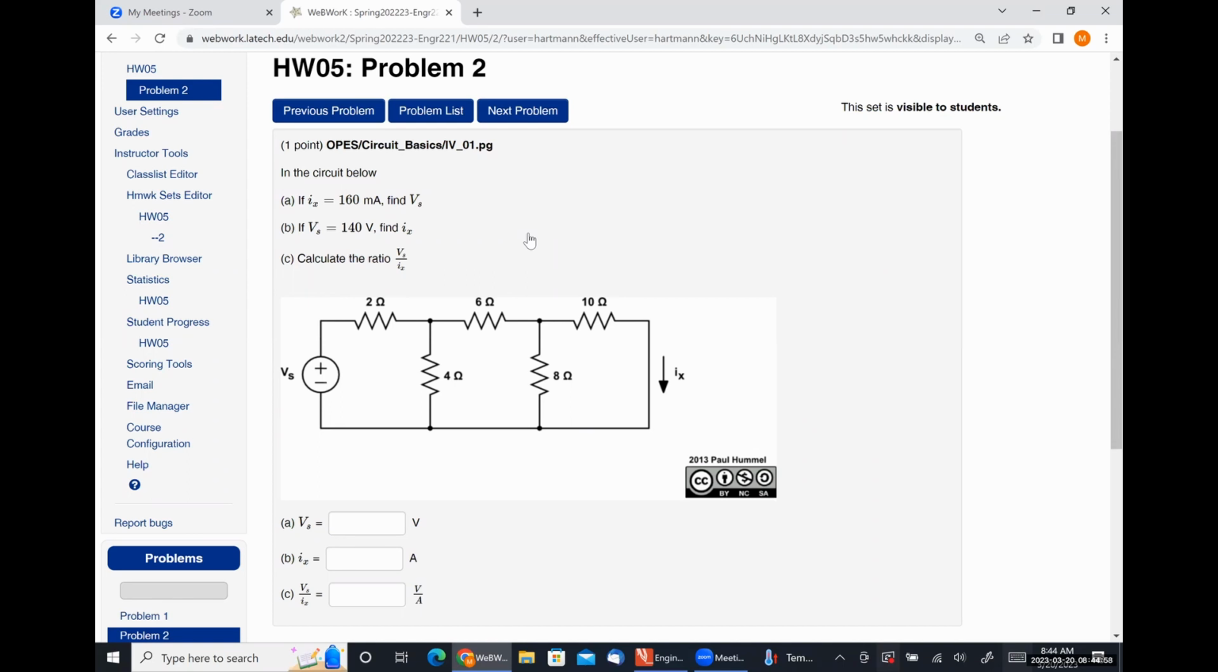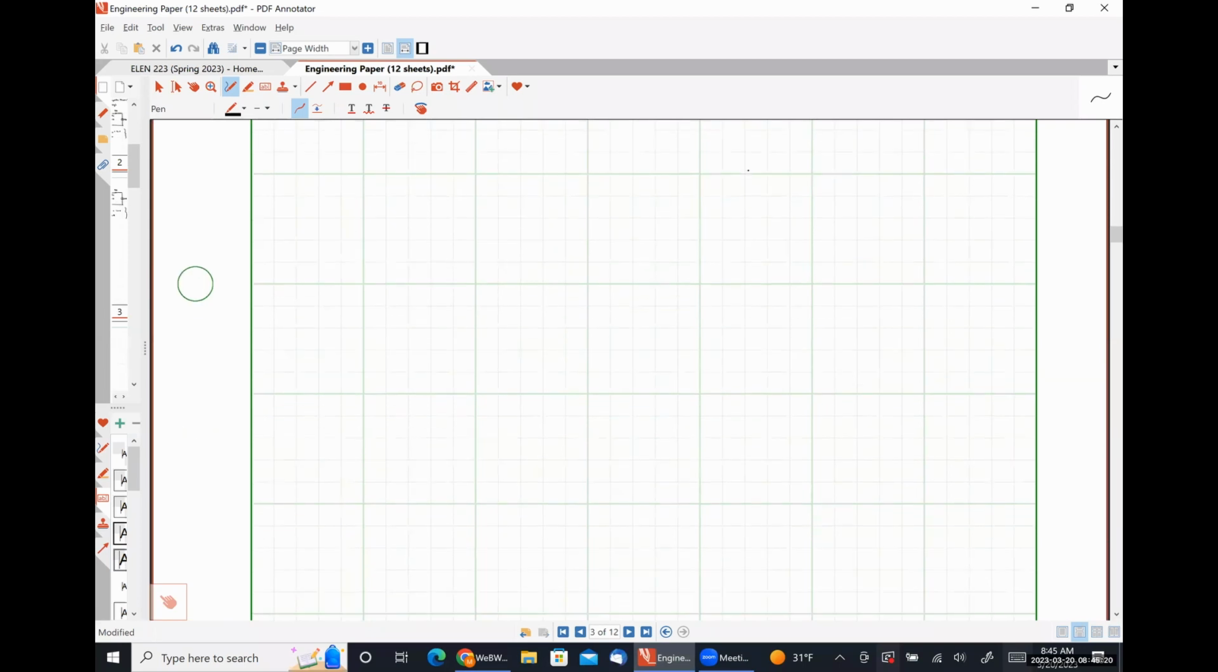So I think you guys would probably be more comfortable with doing part B first, where you're given a value of the voltage and you're solving for that current Ix as opposed to working backwards through the circuit. All right. So let's take a look at this thing. Vs is given to be 140 volts for me.